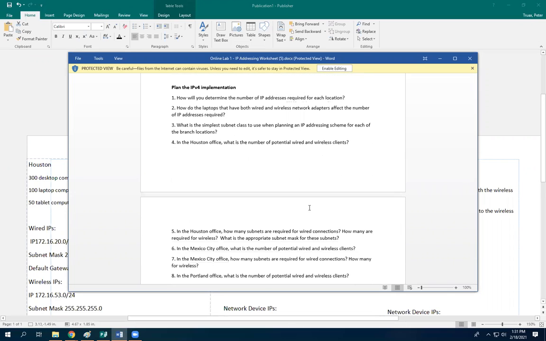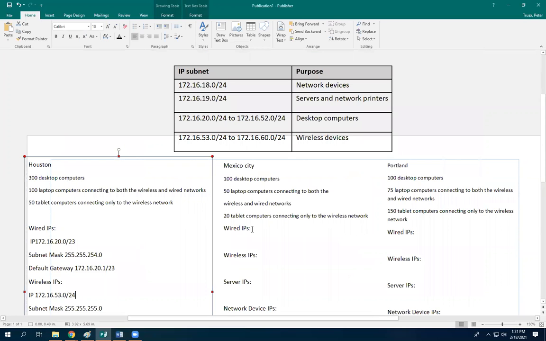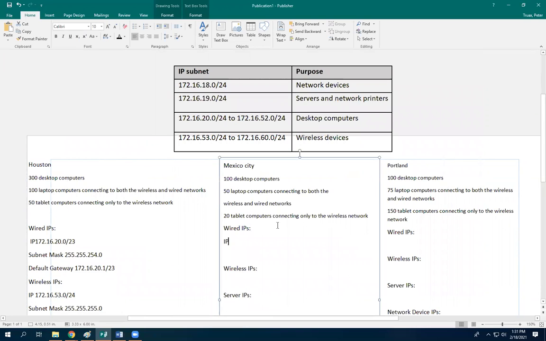So we've got that. Let's jump over to Mexico City. So the IP is going to be, what did we decide? We decided 30, I thought it was the 30 range. 172.16.30.0/24, which would be subnet mask 255.255.255.0.